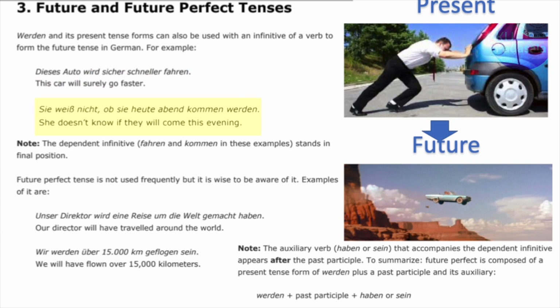But if you have dependent word order, you will see the will auxiliary werden occurring at the very end, even after the infinitive. Sie weiß nicht, ob sie heute Abend kommen werden. She does not know if they will come this evening, with the order of kommen and werden showing you once again infinitive and conjugated auxiliary in that order.